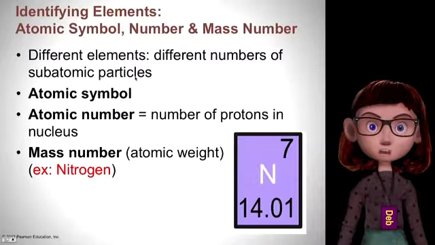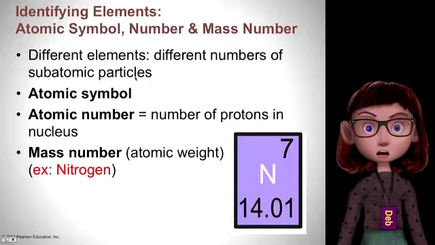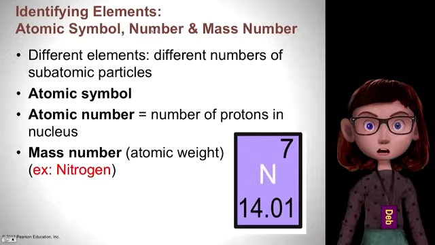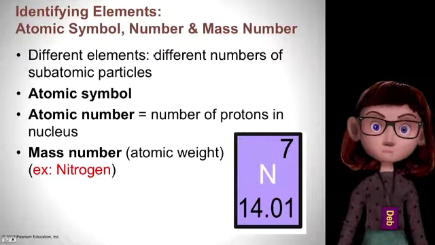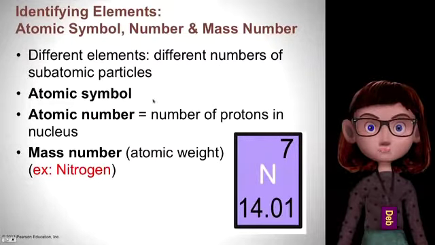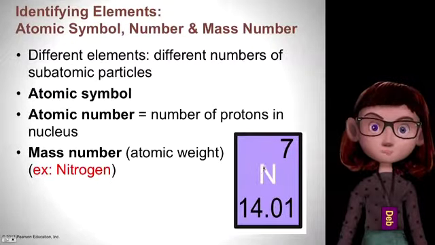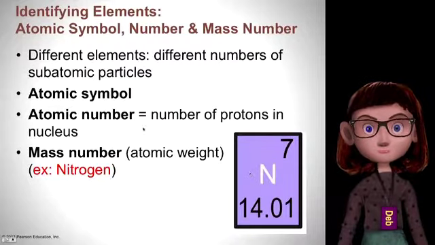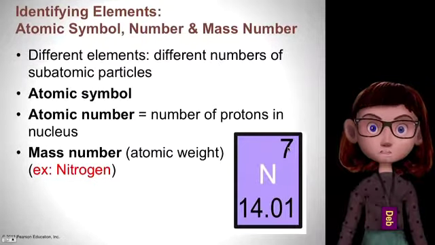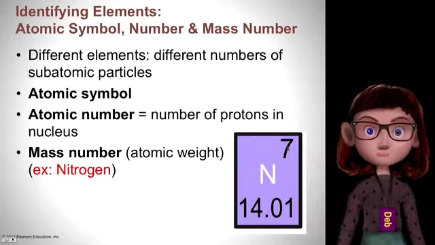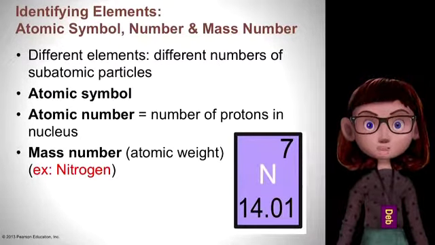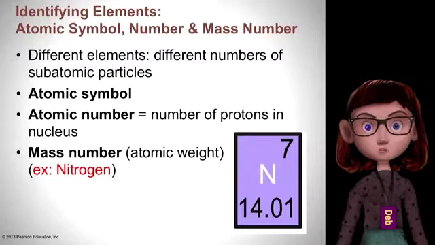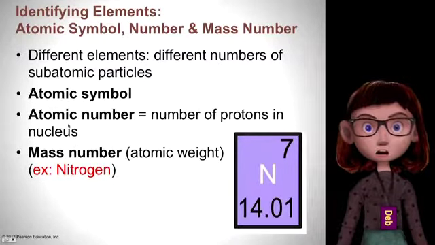To identify elements, we use the periodic table of the elements that has the atomic symbol, the atomic number, and the mass number. Different elements, of course, have different numbers of subatomic particles. The atomic symbol will be that letter. Here's nitrogen. This is an N, obviously. The atomic number up here in the upper right is the number of protons in the nucleus, which does not change. The number of electrons can change once these atoms start interacting with other atoms, but the number of protons will stay the same. Therefore, this is called the atomic number.